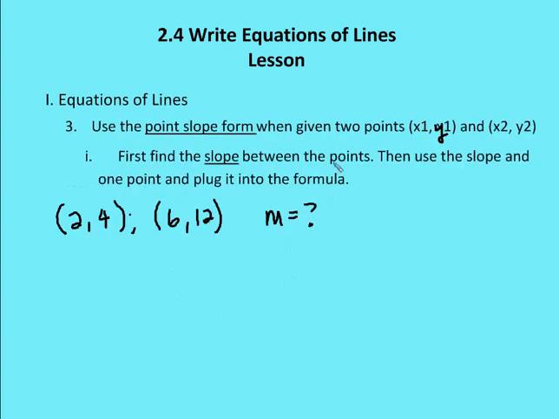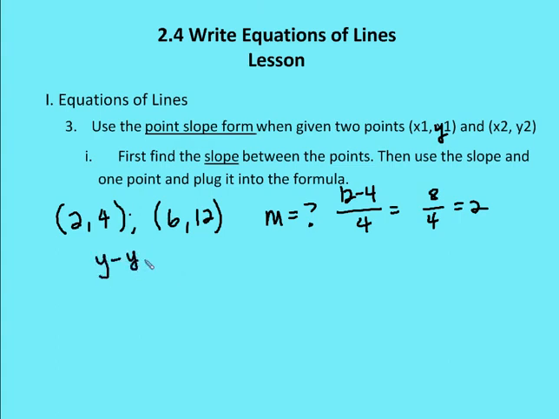So the slope is going to be 12 minus 4, the change in y, over the change in x, 6 minus 2, which is going to be 4, which is the same thing as 8 over 4. So 12 minus 4 over 6 minus 2, 8 over 4, which is 2. So the slope is 2. Now we can choose either point, it doesn't matter, and we can plug that into our formula.